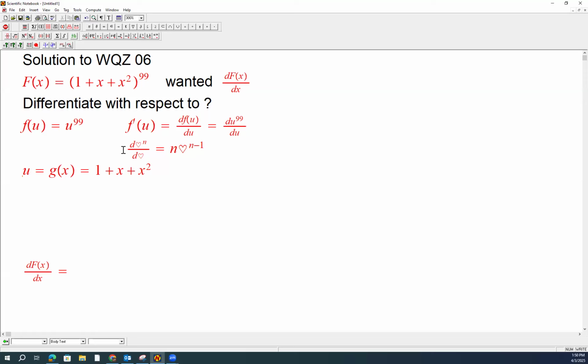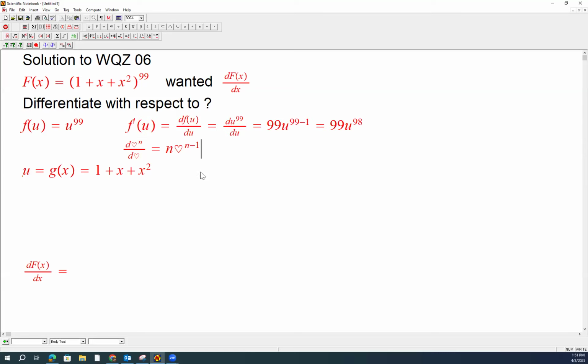So now we're applying this formula. N is 99, so we get 99, and we don't have heart, we have U. So now U is the heart. You follow me? So this will be U raised to the power of 99 minus 1, which equals 99 multiplied by U raised to the power of 98. Okay, so this part is done.